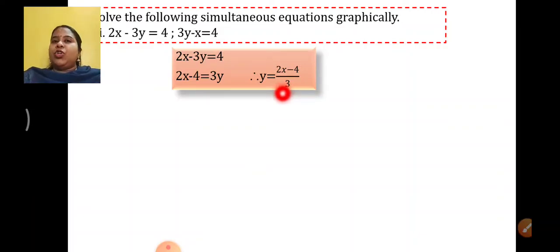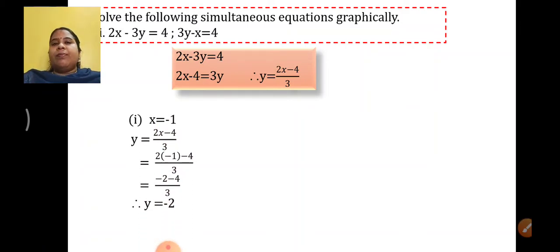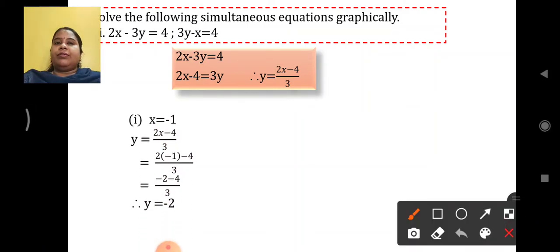Now one thing you should remember when you are doing the graphical method: avoid taking those values which will give decimal points. I am not telling you that is wrong, but getting the correct point of intersection might be difficult. So how do we think about which values have to be taken here? For that we will work it out one by one. Suppose I take x is equal to minus 1. See, y is equal to 2x minus 4 upon 3 is my main equation. In this I am assuming x as minus 1.